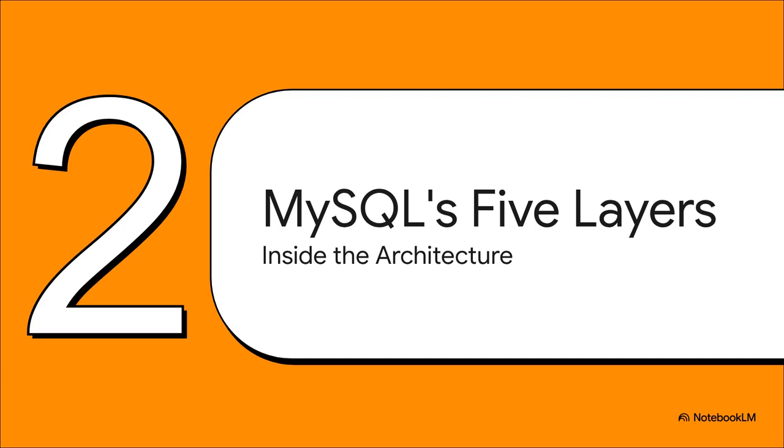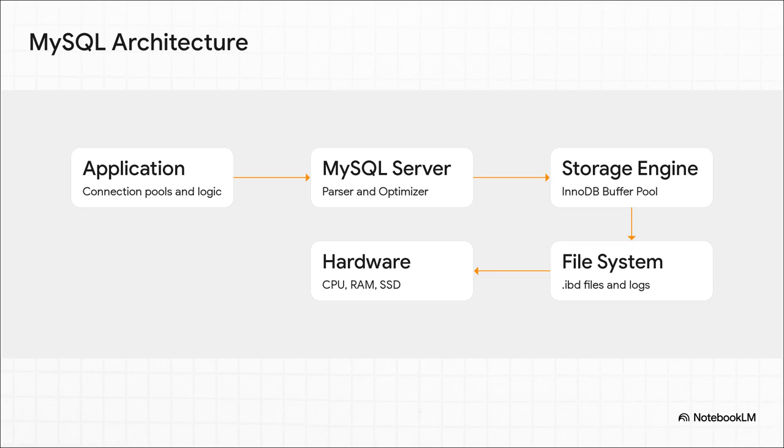Moving right along to part 2, inside MySQL's 5 layers. Once we're connected, it's fascinating to see how a single SQL query actually travels down through these 5 distinct layers. It starts at your Python application layer, shoots across the network to the MySQL server layer, gets handed down to the storage engine, which is usually InnoDB, then interacts with the file system layer, and finally hits the physical hardware layer. When we talk about database tuning, we're really just trying to remove friction in one of these specific layers.